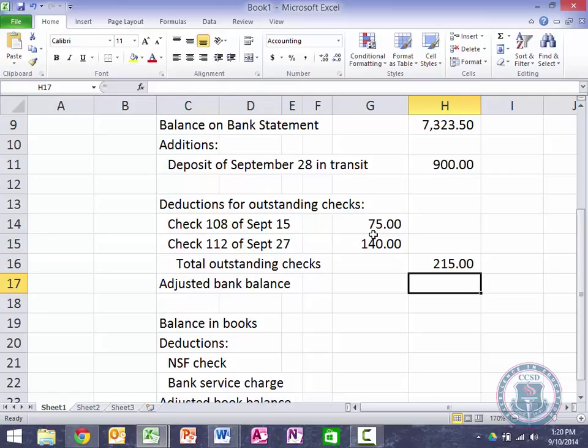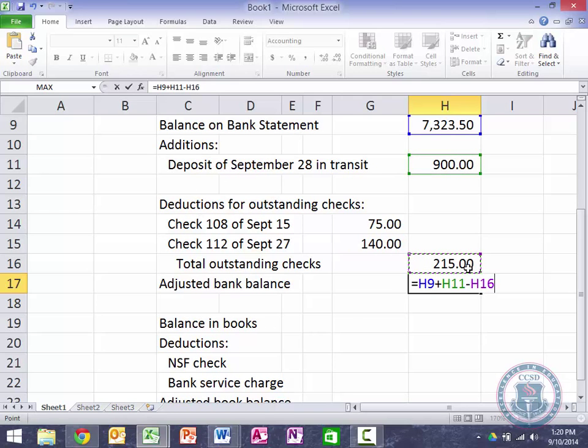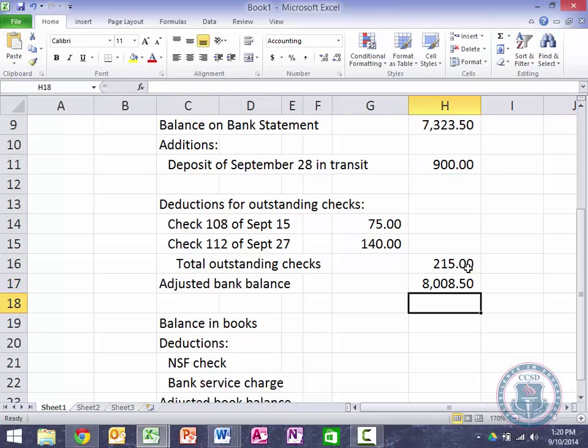Okay. So our adjusted bank balance. What's my formula, Ashley? What should my adjusted bank balance be? Equals this plus this. These are deductions, so we're going to subtract any outstanding checks. So our adjusted bank balance should be what? $8,008.50? There we go. $8,008.50. So now we've adjusted our bank statement.